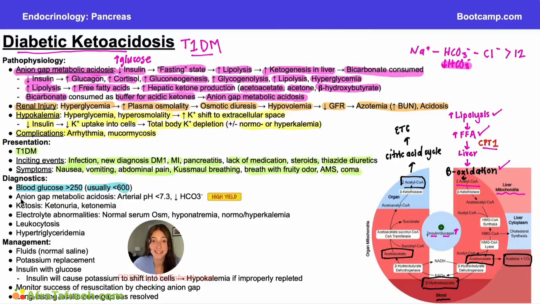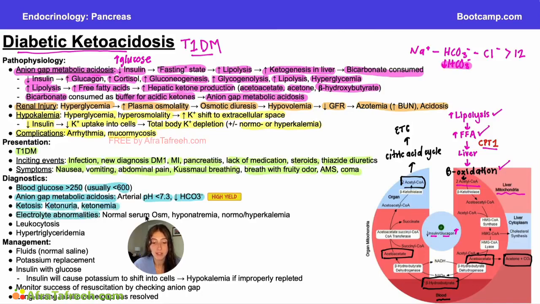Something that is characteristic of DKA and less characteristic of HHS is this anion gap metabolic acidosis. So really important here to remember that you'll have an arterial pH less than 7.3, the definition of an acidosis, as well as decreased bicarb. We've talked about how bicarbonate is consumed as a buffer for all the keto acids, and that is what leads to the anion gap metabolic acidosis. You'll have ketosis, so all of these ketones that are floating in your blood also come out in your urine.